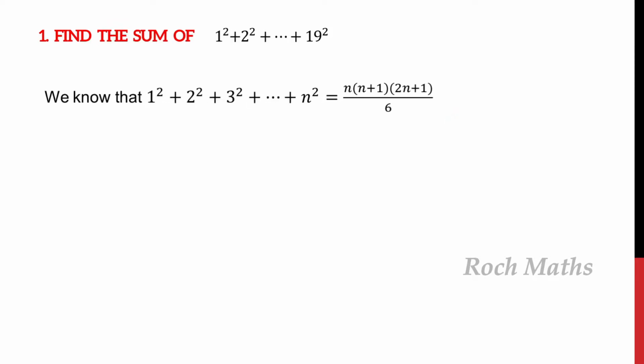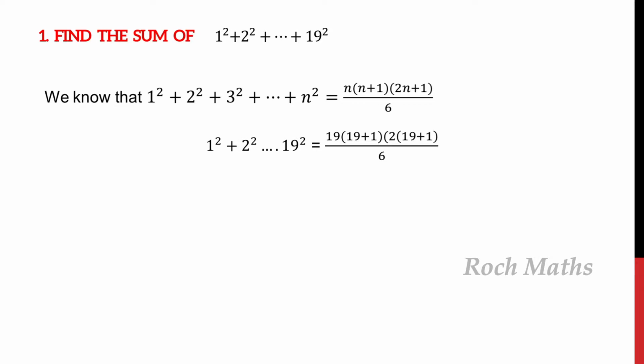We know that 1 square plus 2 square plus 3 square plus etc. up to n square is equal to n into n plus 1 into 2n plus 1 by 6. This is the formula for the sum of the squares of the first n natural numbers. In the place of n we have 19. So we can replace the value of n as 19. So we get 19 into 19 plus 1 into 2 times 19 plus 1 by 6.